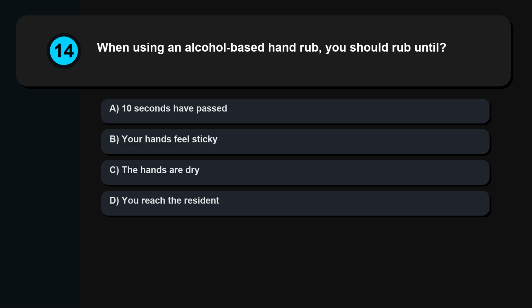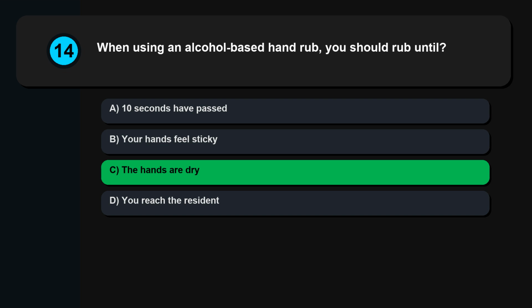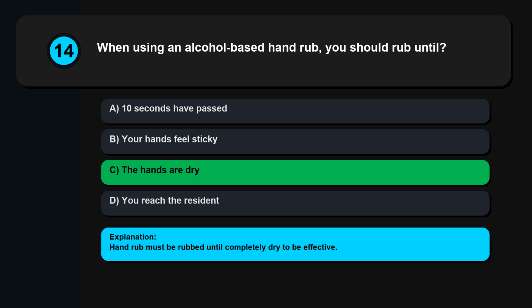Question 14. When using an alcohol-based hand rub, you should rub until 10 seconds have passed, your hands feel sticky, the hands are dry, or you reach the resident. Hand rub must be rubbed until completely dry to be effective.